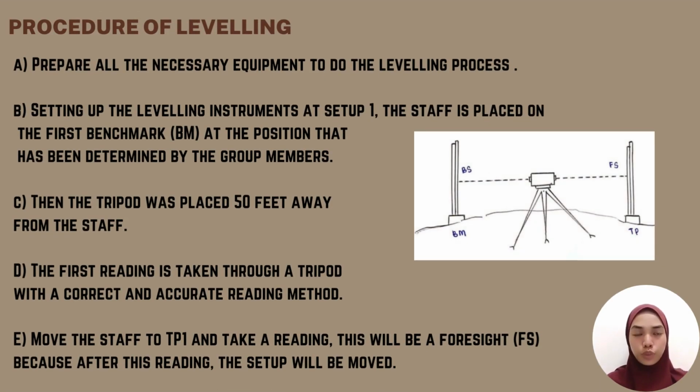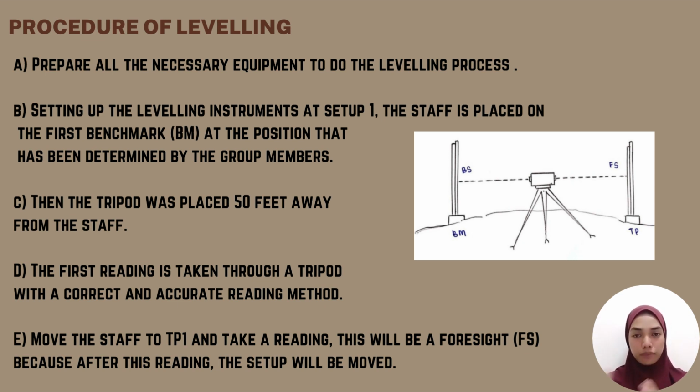Okay, I will continue with the procedure of leveling Lab 1. Firstly, we prepare all the necessary equipment to do the leveling process. The important equipment that we use in this lab is optical plummet, tripod, automatic level, and staff. Then we set up the leveling instrument at setup 1. The staff we place on the first benchmark, and the position has been predetermined.